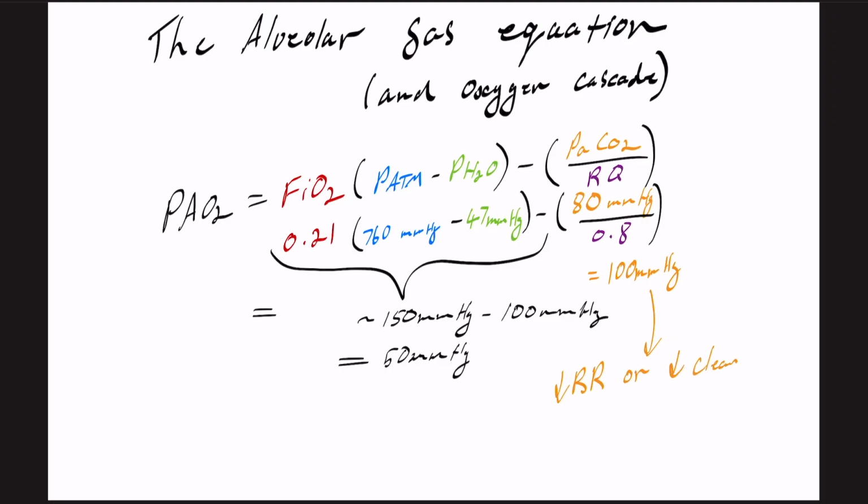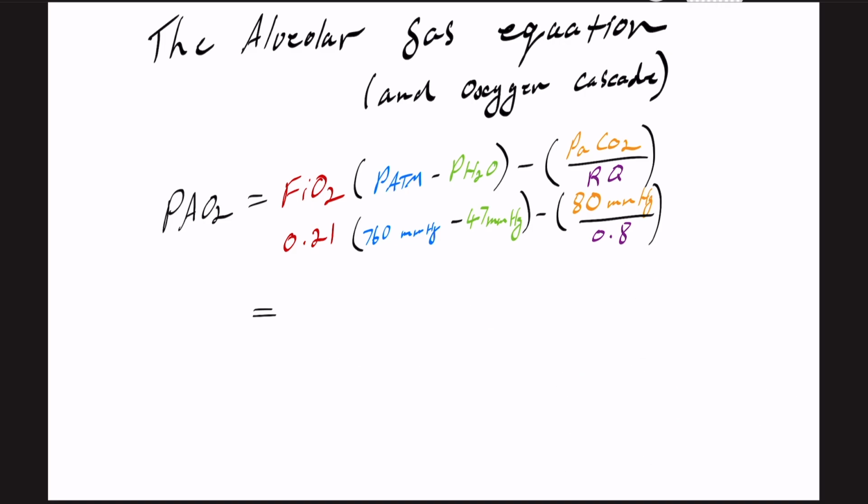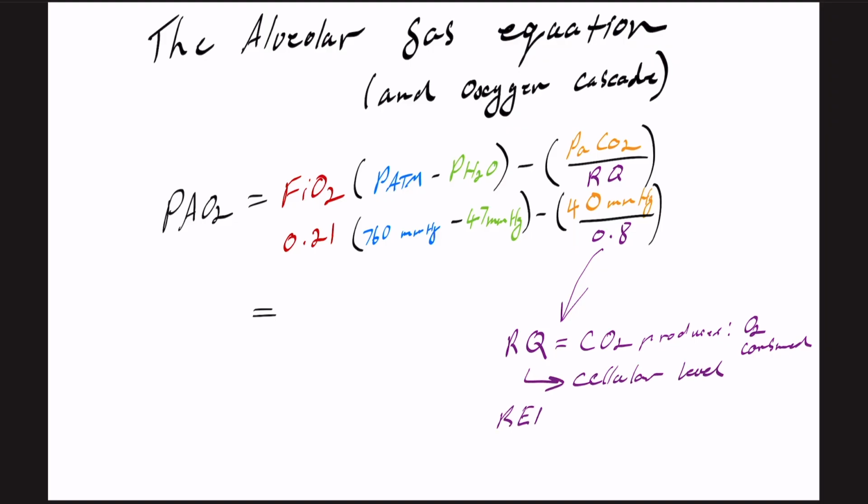And I'll explain why in a minute when we talk about the respiratory quotient, because obviously we're talking here about the arterial CO2. The respiratory quotient is a ratio, and it's CO2 produced to oxygen consumed. And it actually represents the cellular level. And respiratory exchange ratio is the exchange of CO2 produced with oxygen consumed at the level of the alveolus, or at the level of the mouth is where it's measured.